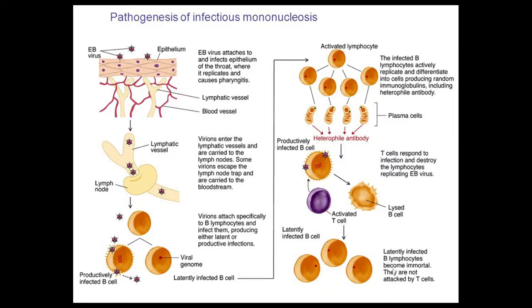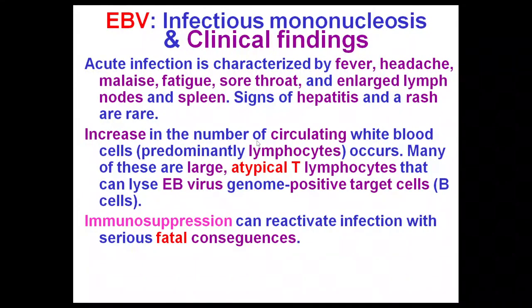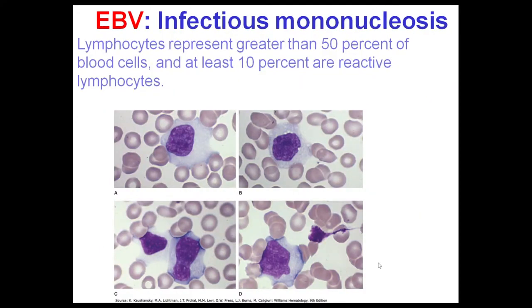So latently infected B lymphocytes usually become immortal and they may not be attacked by T cells. So then lymphocytosis may cause oncogenic transformation of the B cells and the development of the lymphomas. So I see that it is a bit over time. So in immunosuppressed individuals, the EBV disease is usually very dangerous with serious fatal consequences like multiple lymphomas development because it is connected with the oncogenic transformation of the cells.